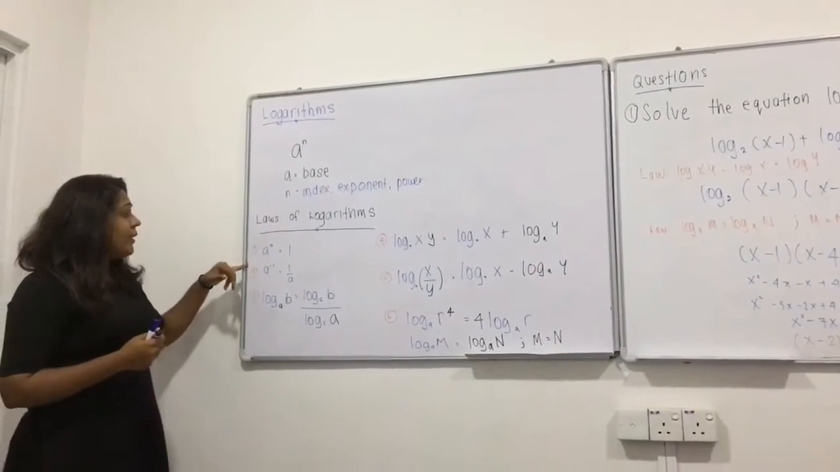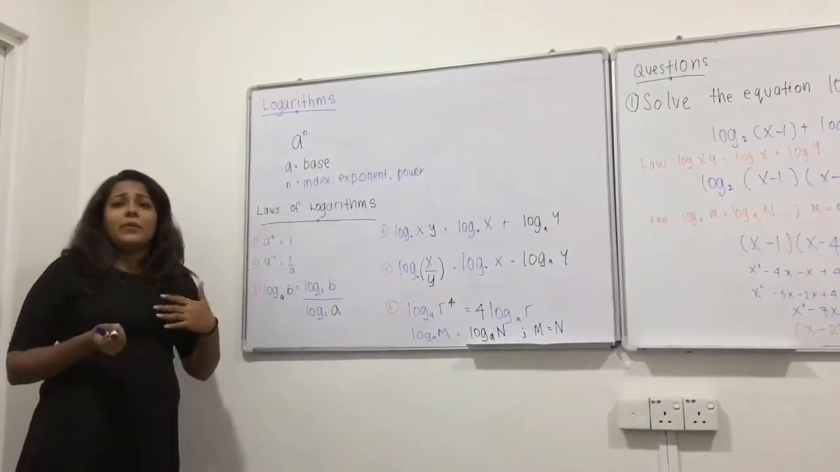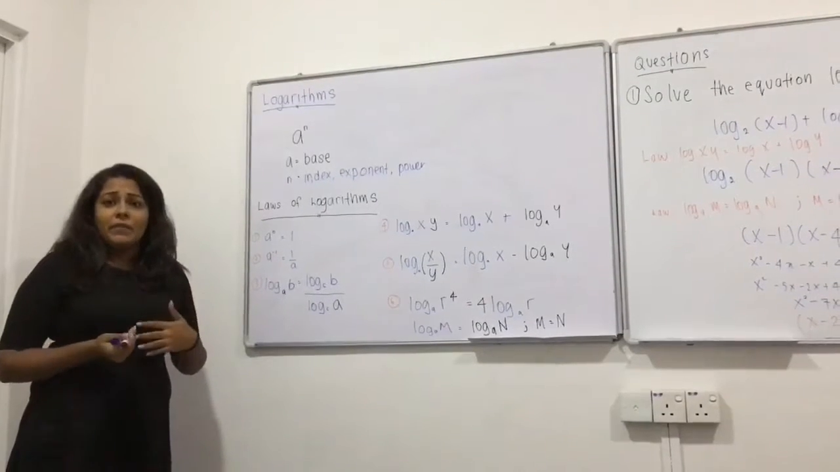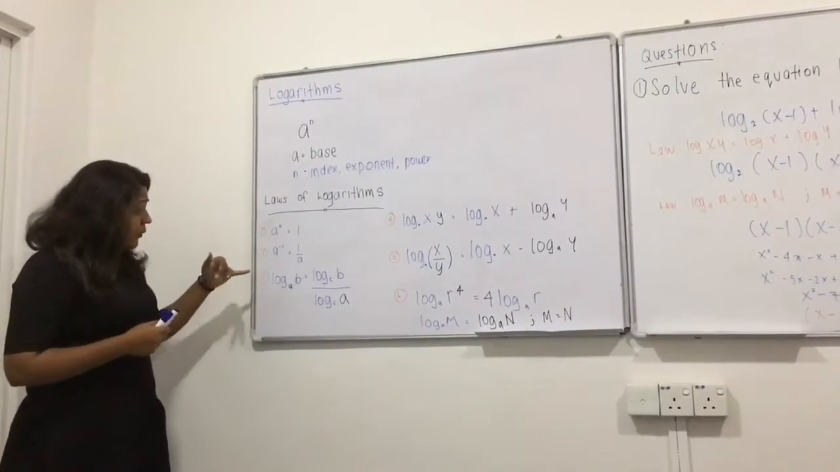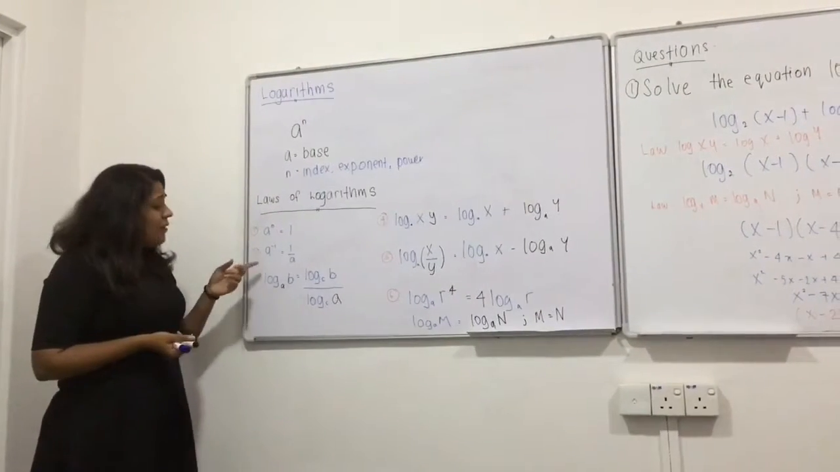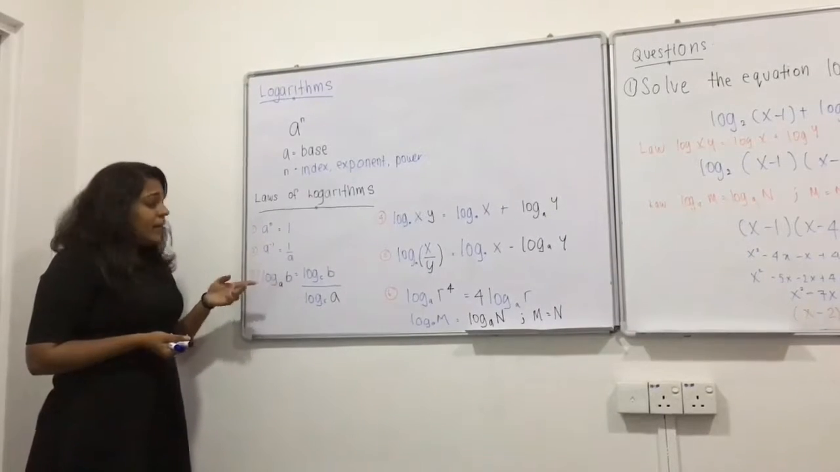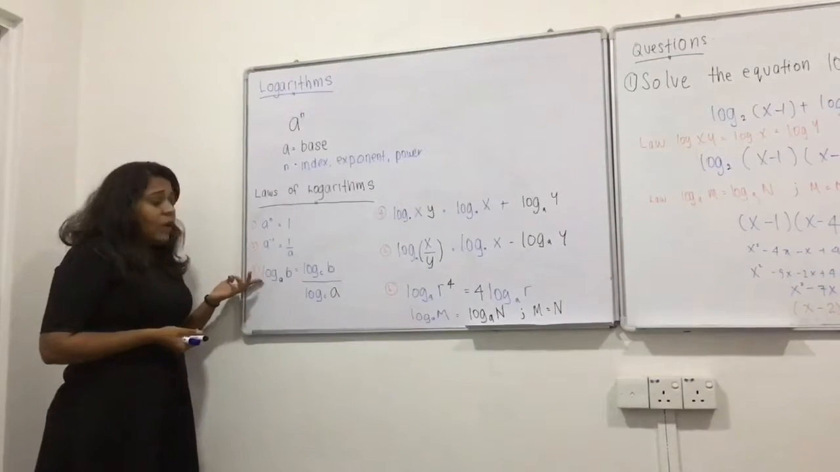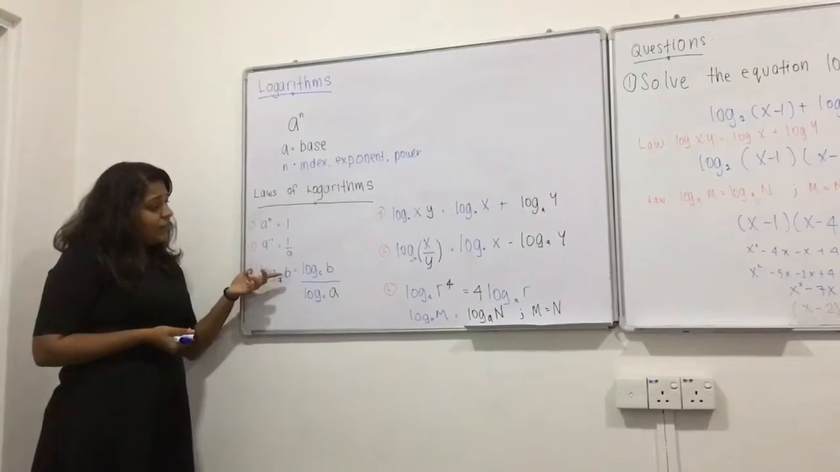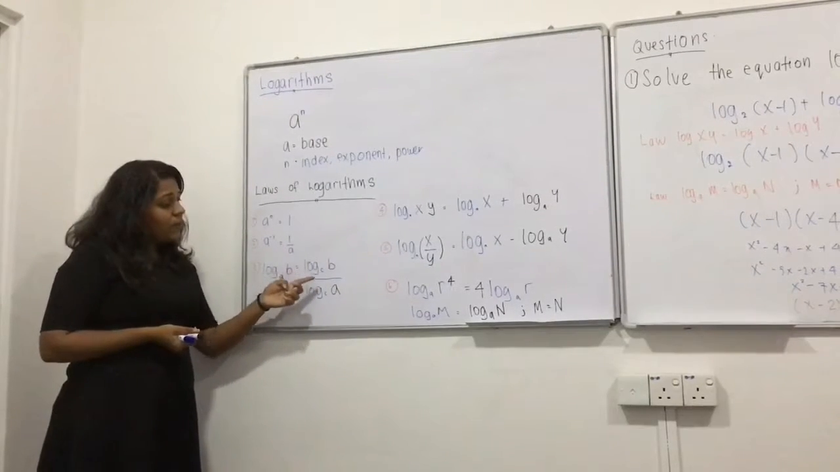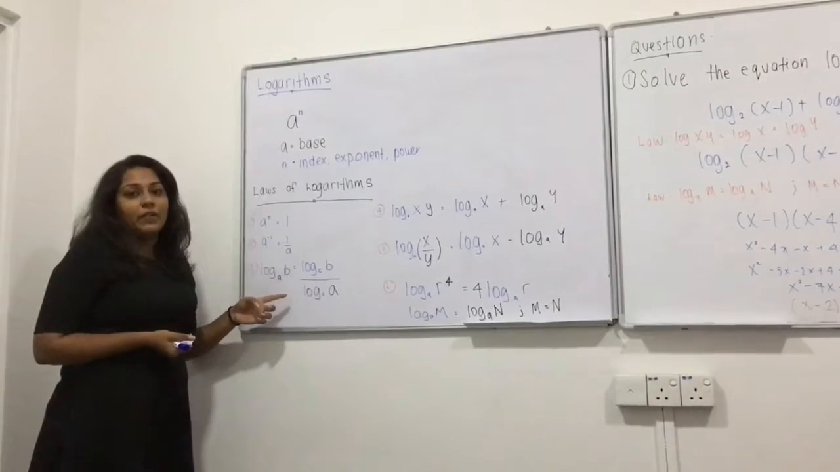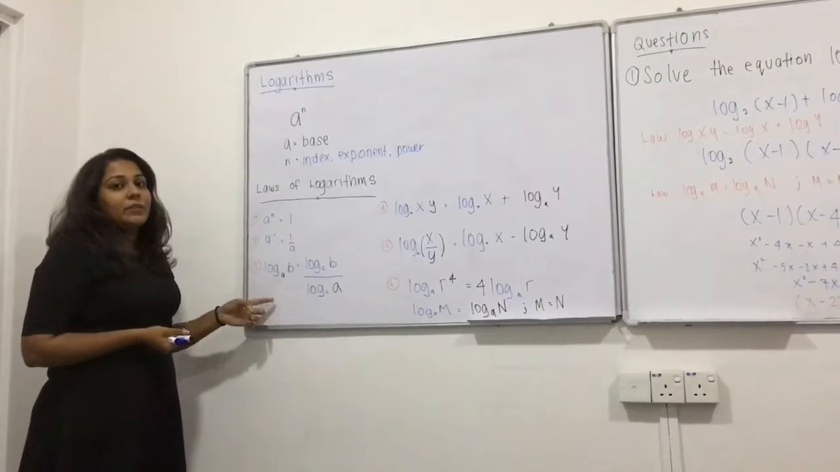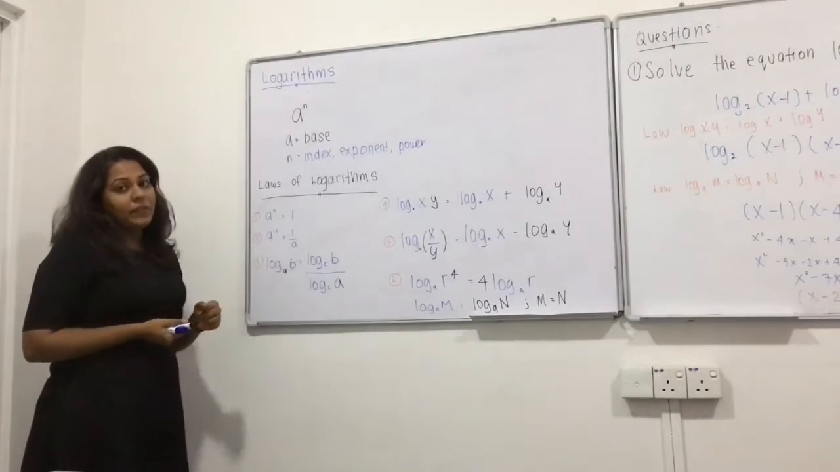You can see the first one: anything to the power of 0, 1 to the power of 0, 2 to the power of 0, is always equivalent to 1. Rule 2 is A to the power of negative 1 is 1 over A. Rule 3 is log_A B equals log_C B over log_C A. This rule is used to change the base of a log. This is a very important rule in order for you to change the base of a log.